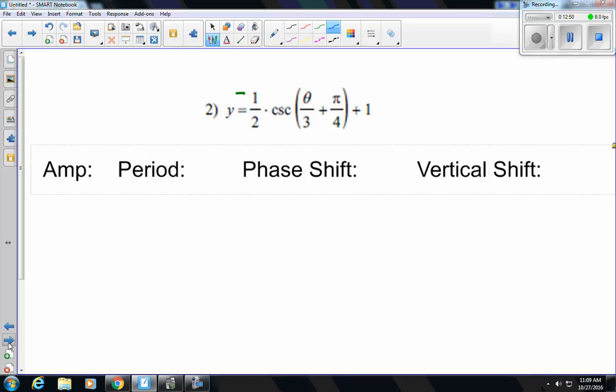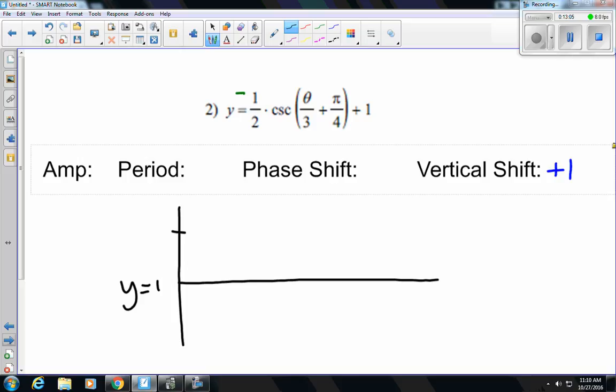Anything that I can do quickly? The vertical shift is of 1. Okay, so let's start out at y equals 1. And then what do I do?